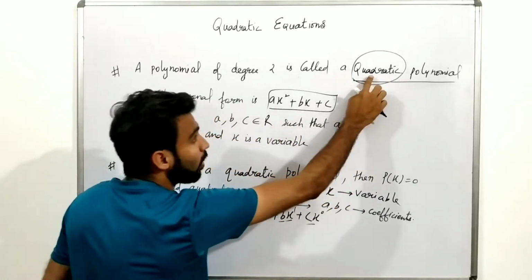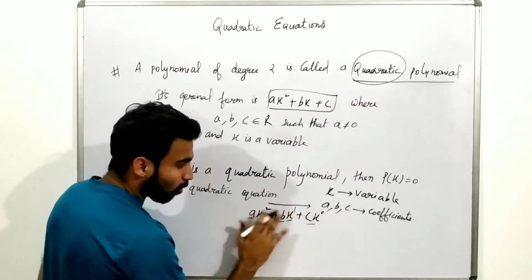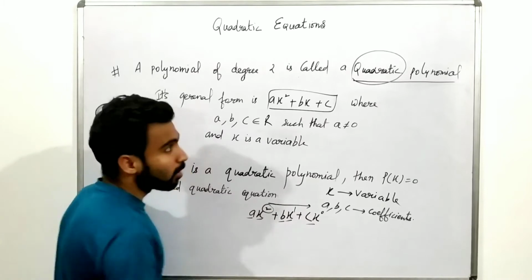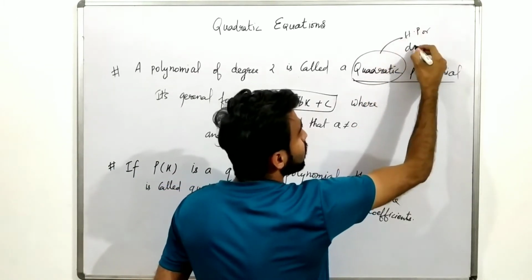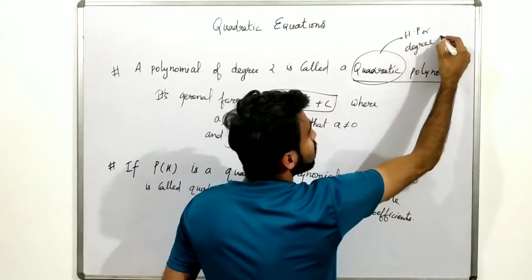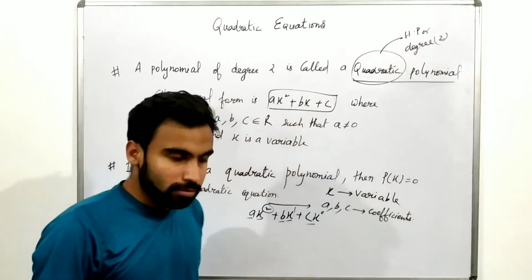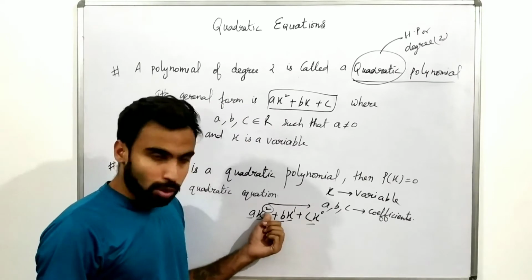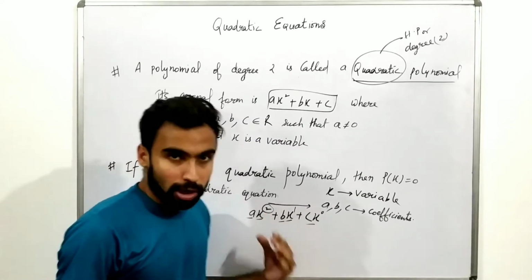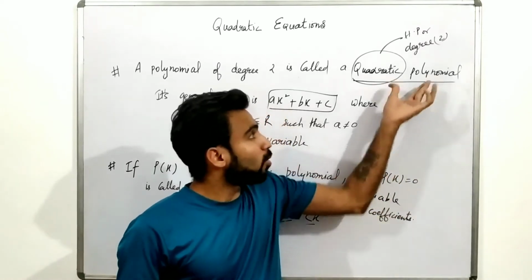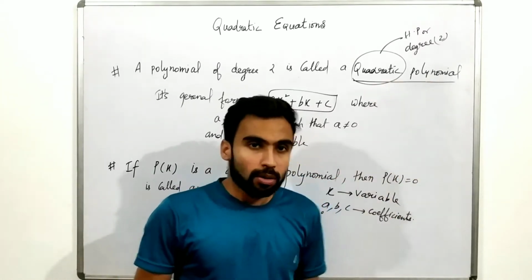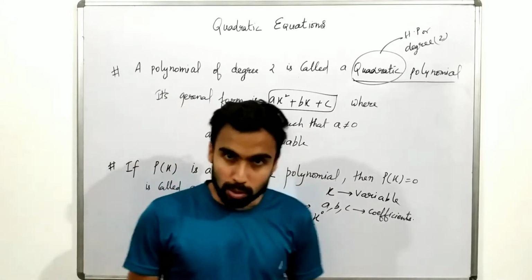The word quadratic means that the highest power, or you can say the degree, of the polynomial is 2. Here the highest power is 2, so this polynomial is a quadratic polynomial. So as you now know, a quadratic polynomial is a polynomial whose highest power or degree is 2.